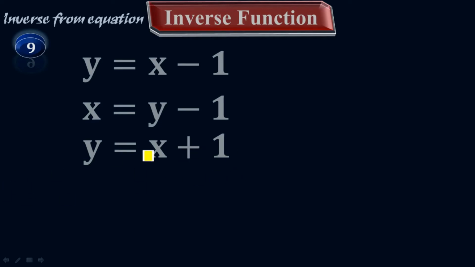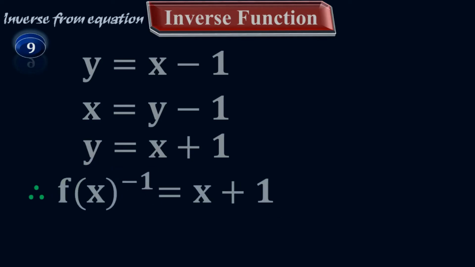The last stage was to replace y by f of x inverse or by y inverse. It is up to you whether you replace this y by f of x inverse or by y inverse. f of x inverse is the indication of the inverse function, and y inverse is also the indication of the inverse function. This is my inverse function, y equals x plus 1.